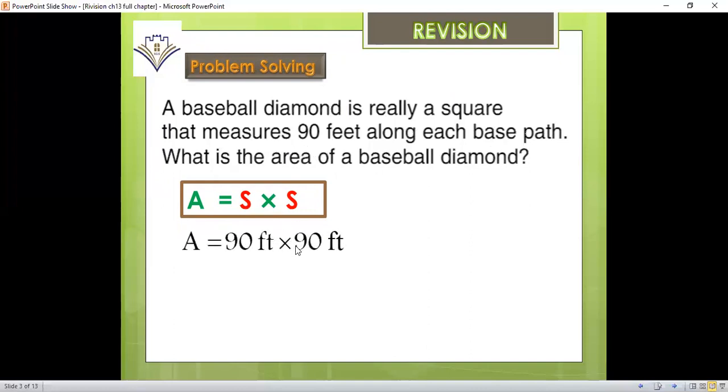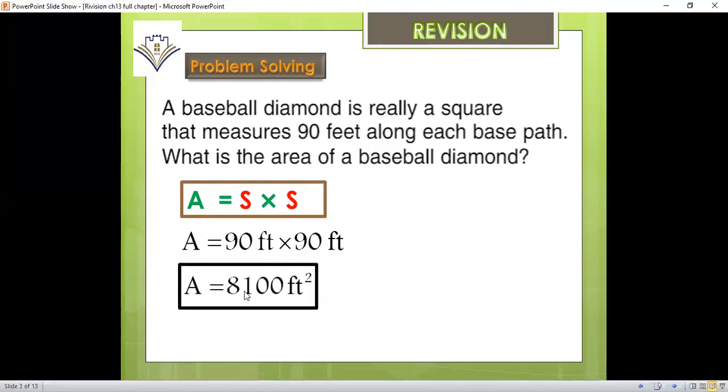Then 90 feet multiply 90 feet. How many zeros? There are two zeros, bring down two zeros. And 9 multiply 9 equals 81. Then the answer is 8,100 square feet.